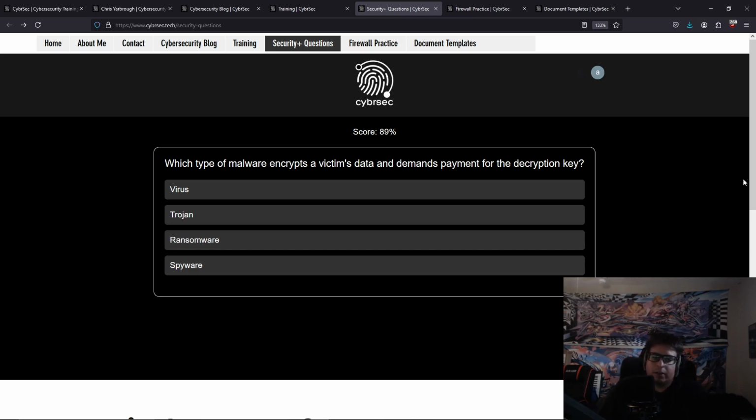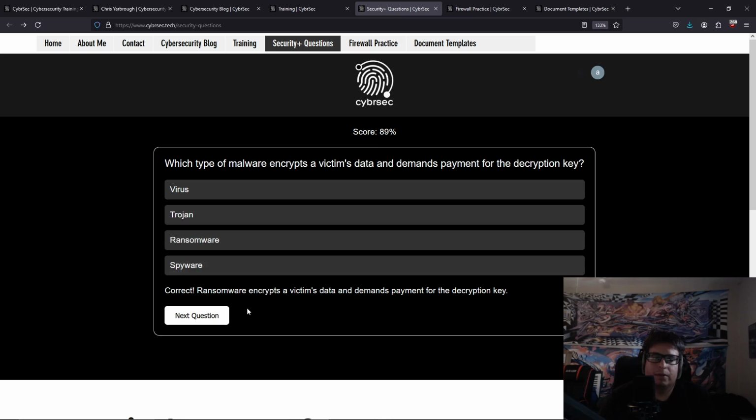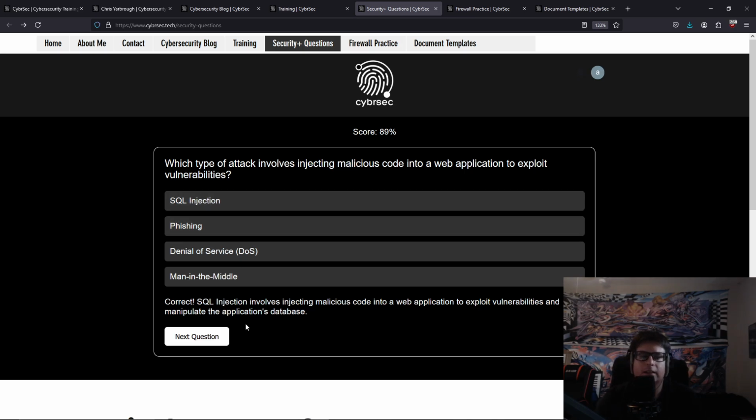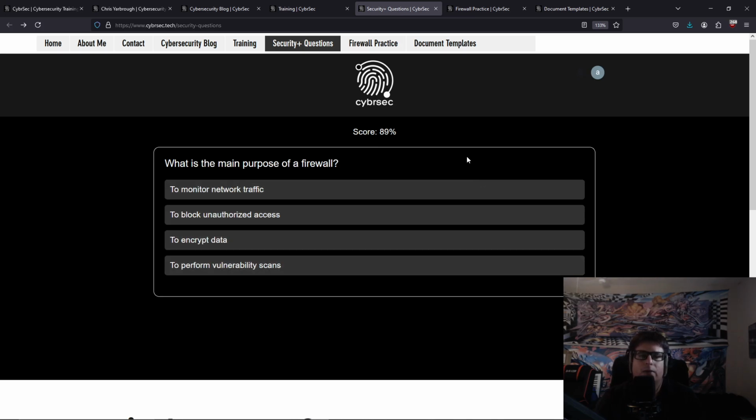Which type of malware encrypts a victim's data and demands payment for the decryption key? Demands payment would be a ransom. Correct. Which type of attack involves injecting malicious code into a web app to exploit vulnerabilities? I thought we've answered this one already. Because it's injecting. Correct.